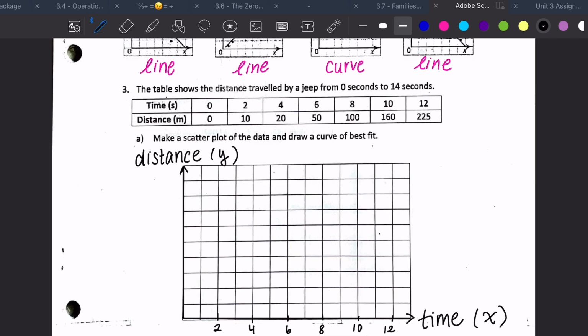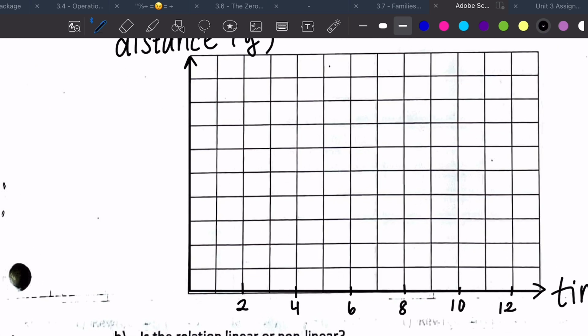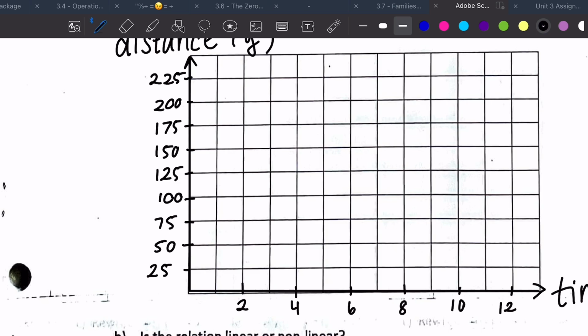And then I've got big distance. I go all the way up to 225. So I'm thinking maybe we have to go up by 25s. It's okay. 25, 50, 75, a hundo, 125, 150, 175, 200, and then 225. So it perfectly fits. And now we just have to plot these points.